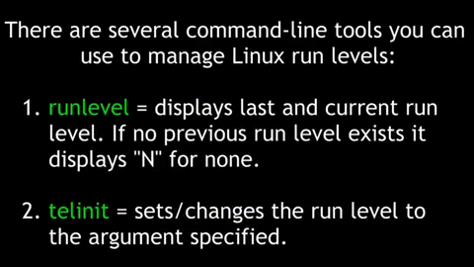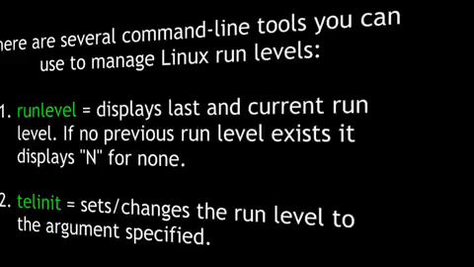There are several command line tools you can use to manage Linux run levels. The most formidable are these two. The first, runlevel, displays the last and current run level. If no previous run level exists, it displays N for none. The second, telinit, sets or changes the run level to the argument specified.